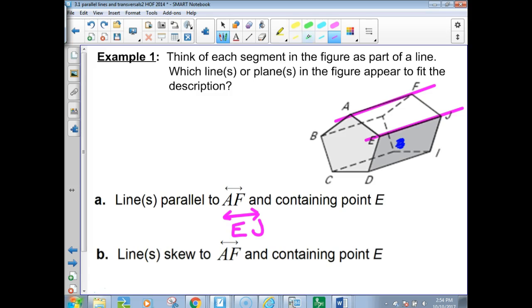All right, now I want a line skew to line AF, so it can't run into it, and it has to go through E. So that would be line EB.